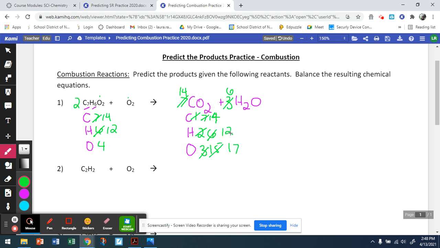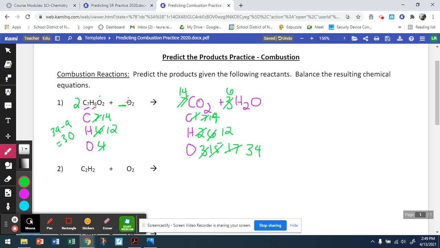Okay. Now I got to figure out my situation with the oxygen. 14 times 2 is 28, plus 6 is 34. Now over here, I need to come up with the coefficient to make the oxygens balance, but I'm going to have to take off the oxygens that are right here. 2 times 2 is 4. So I'm going to have to do 34 minus 4 equals 30. So that's what this coefficient needs to get us to.